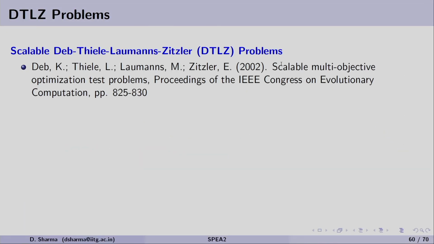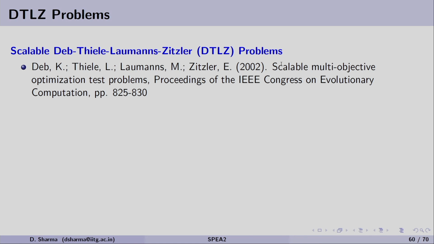After the class of ZDT problems, we have understood that these ZDT problems are two objective problems, and some problems are easy to solve, some problems are non-convex, some problems have a lot of local Pareto optimum solutions, and so on. But these ZDT problems are always two objective problems.